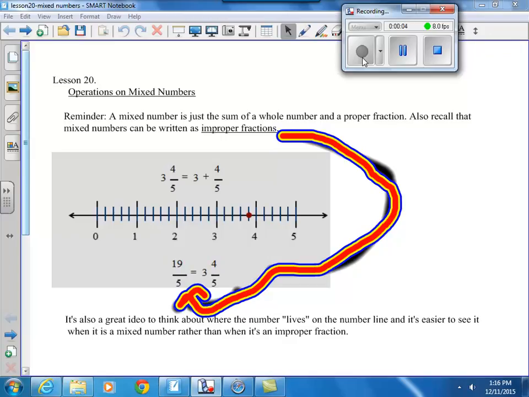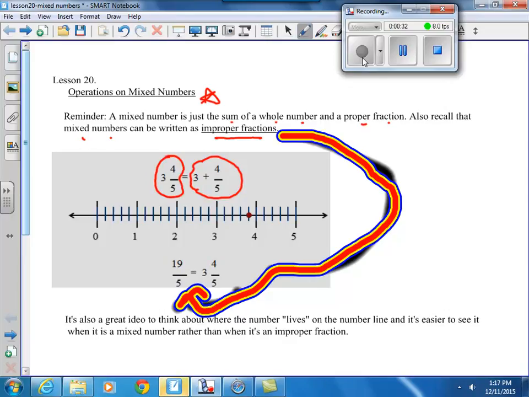Okay, welcome back. So if it's been a while since you've worked with mixed numbers, this will be a great review for you. Reminder, a mixed number is just the sum of a whole number and a proper fraction. Also recall that mixed numbers can be written as improper fractions. If you're rusty on how to do that, no problem, we'll work on it. So again, 3 plus 4/5, so a whole number plus a proper fraction, we can write that as 3 4/5.